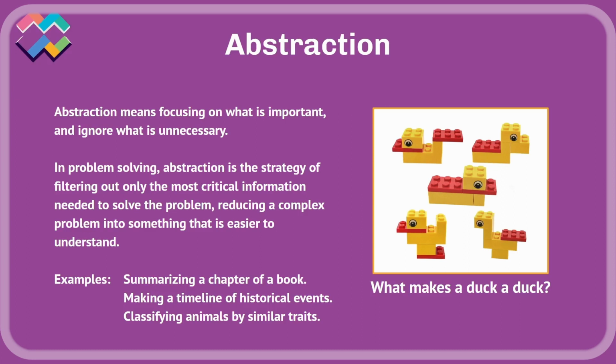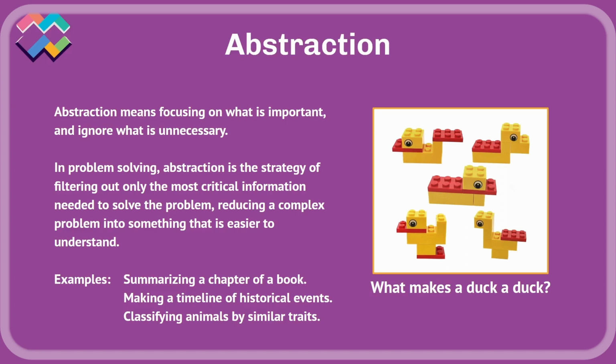Firstly, there's abstraction. Abstraction means focusing on what's important and ignoring what's unnecessary. In problem solving, abstraction is the strategy of filtering out only the most critical information needed to solve a problem, reducing a complex problem into something that is easier to understand. For example, when a student writes a summary of a chapter of a book they just read, they are choosing what information is the most important.